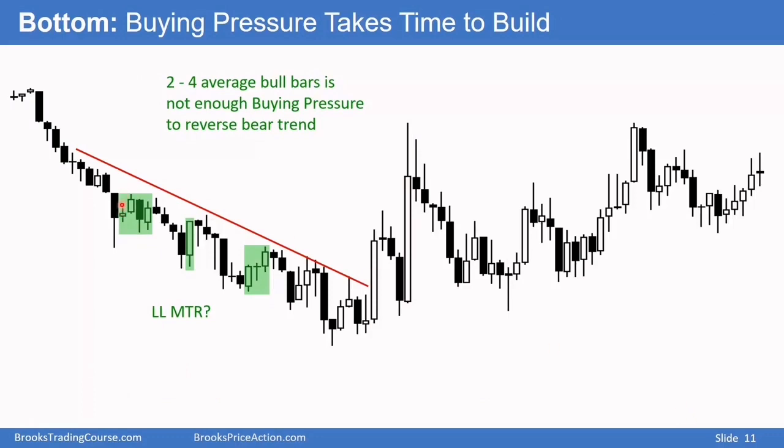Here we have a pair of bull bars, another bull bar, 2 to 4 small bull bars. Here we get 3 bars up. It's just not enough buying pressure to reverse a bear trend. Any reversal up is probably minor. The bulls need more big bull bars before they can get a major reversal, a reversal into an opposite trend, instead of a minor reversal into a bear flag or a trading range.